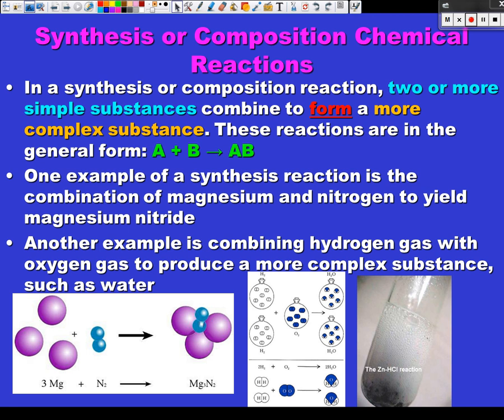So in a synthesis or composition reaction, what's up? Yes, whatever size you want. Yep. Tell her that was a part of the extras. Okay?